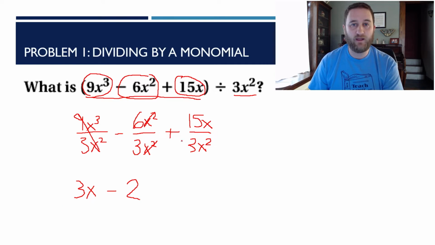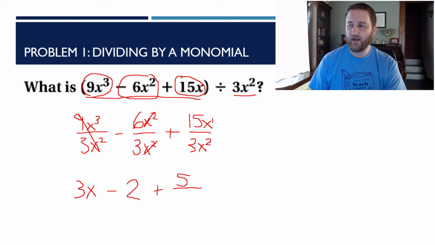And now for the last part. We can divide out the 15 divided by 3. That's 5. I'll put the plus sign first here, but that's 5. And now we have x. Remember, this is x to the first power over x squared.